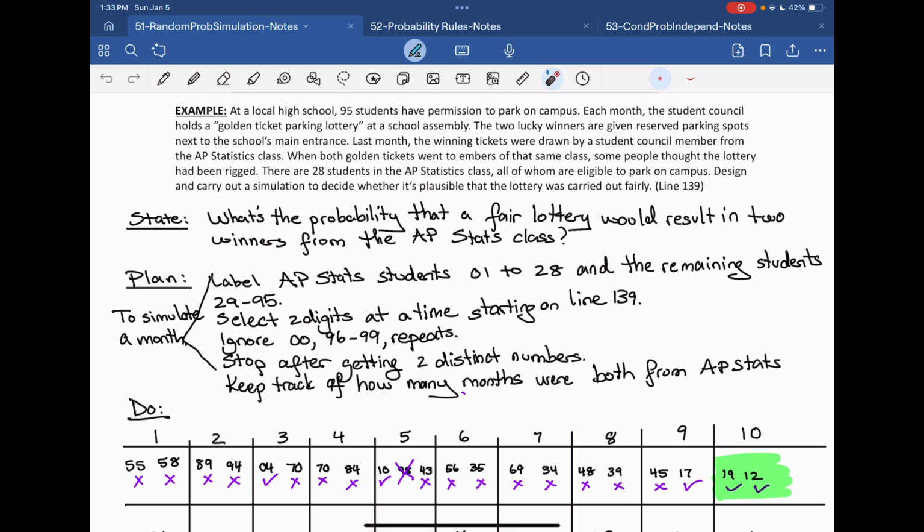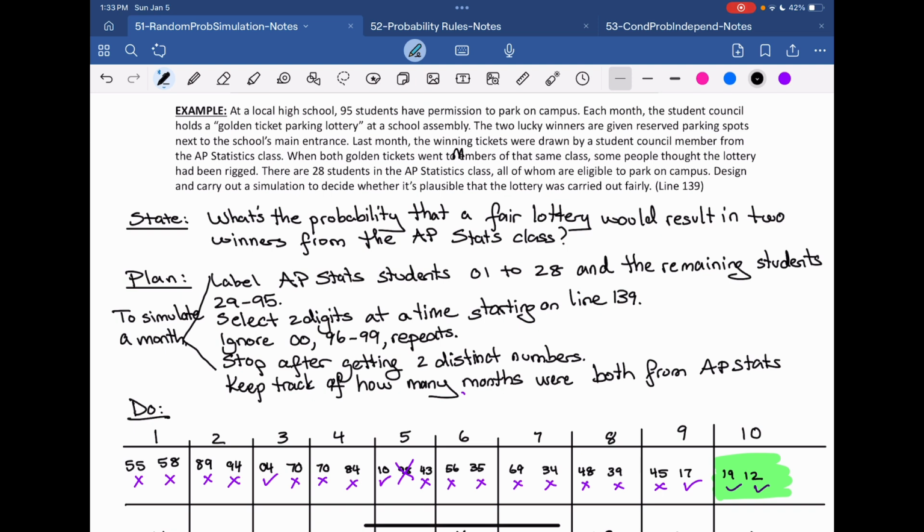We did these in class together as well. At a local high school, 95 students have permission to park on campus. Each month, the student council holds a golden ticket parking lottery at the school assembly. The 2 lucky winners are given reserved parking spots next to the school's main entrance. Last month, the winning tickets were drawn by a student council member from the AP Stats class, and both of the golden ticket winners were members of the same class.